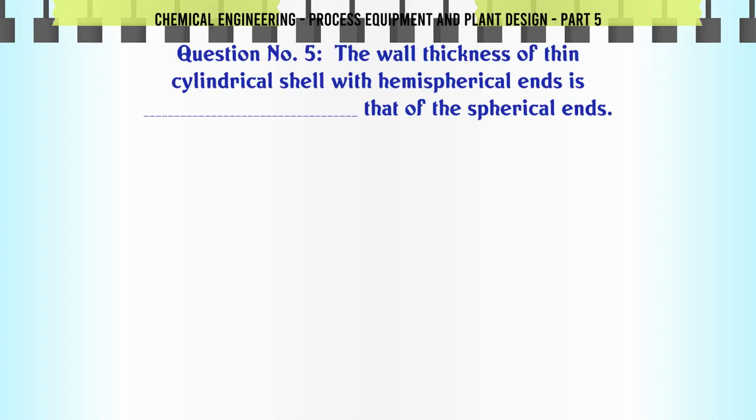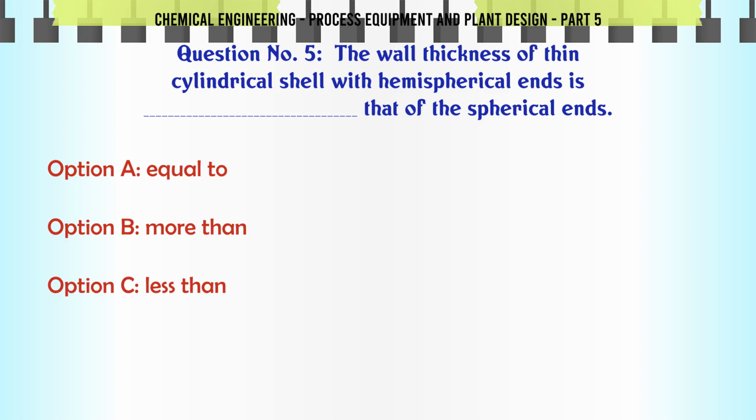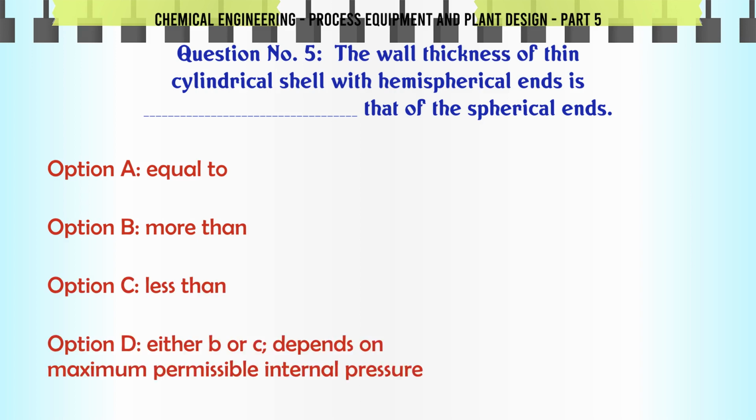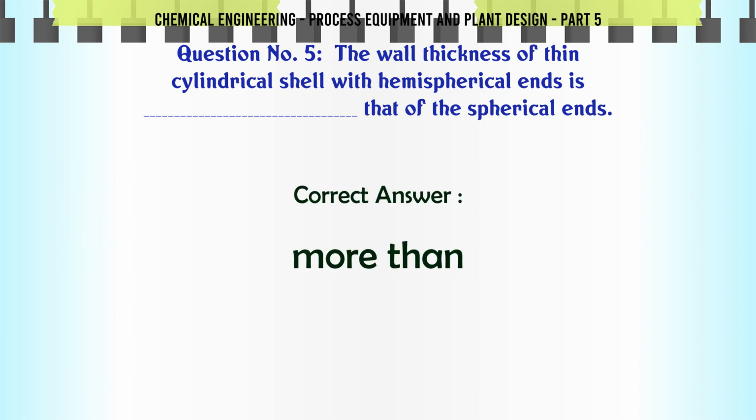The wall thickness of thin cylindrical shell with hemispherical ends is that of the spherical ends. A. equal to, B. more than, C. less than, D. either B or C depends on maximum permissible internal pressure. The correct answer is more than.